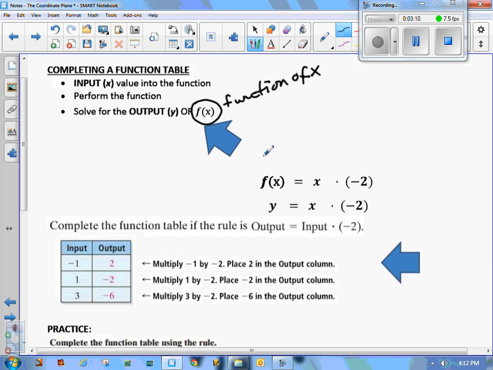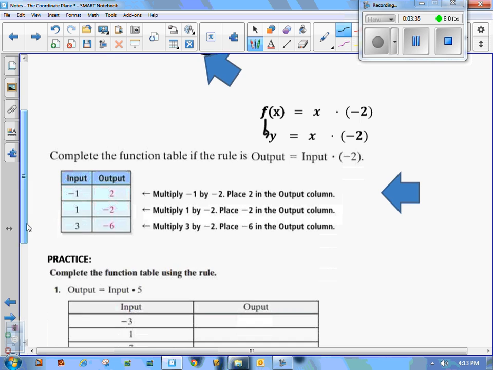So it may look like this. Function of x equals x times a -2. Well, remember that function of x is just our output, our y. So here's our y, so you can just simply replace it. The y is x times -2. Or if we use the words output, input, our output is going to follow this function rule. Whatever our input x is, times -2.